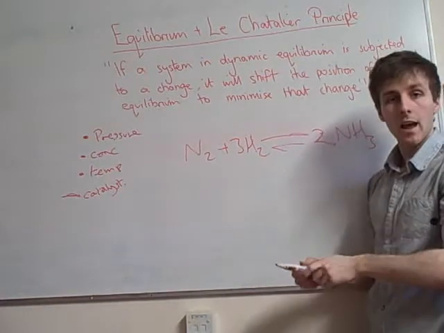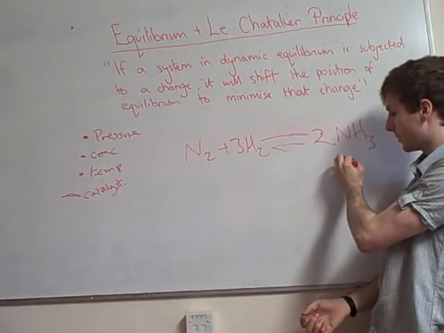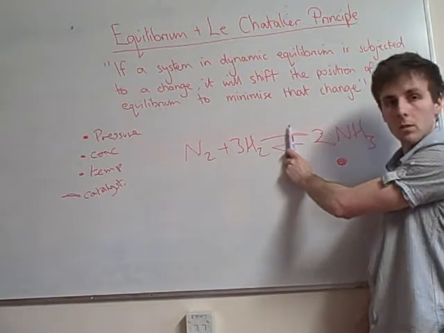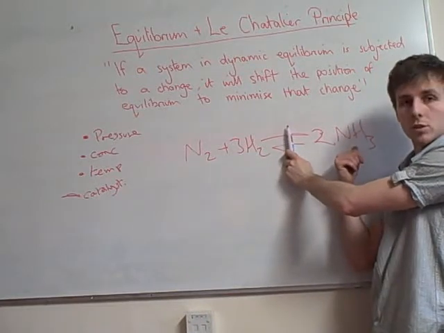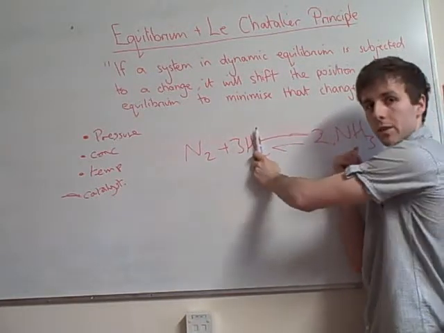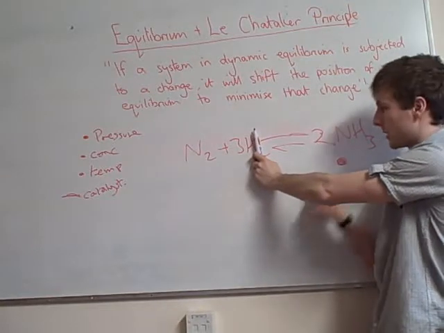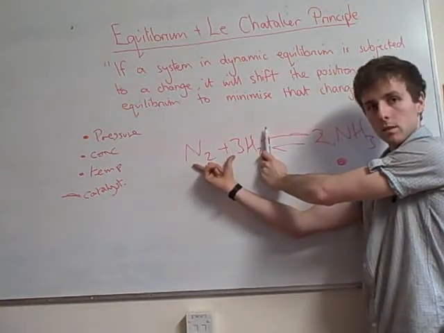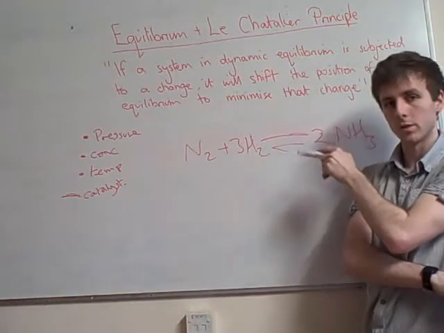Okay? Let's say I increase the concentration of ammonia. The position of equilibrium, in order to decrease this concentration, would shift to this side, to the left. So more ammonia is being changed into my gases. So it always does the opposite of what you're doing.